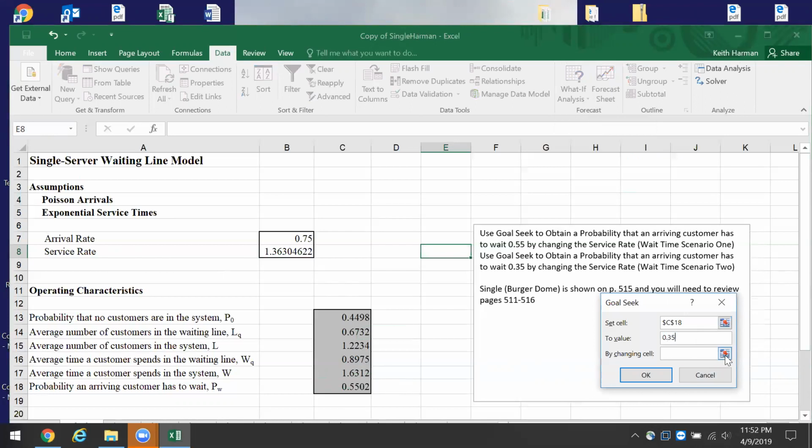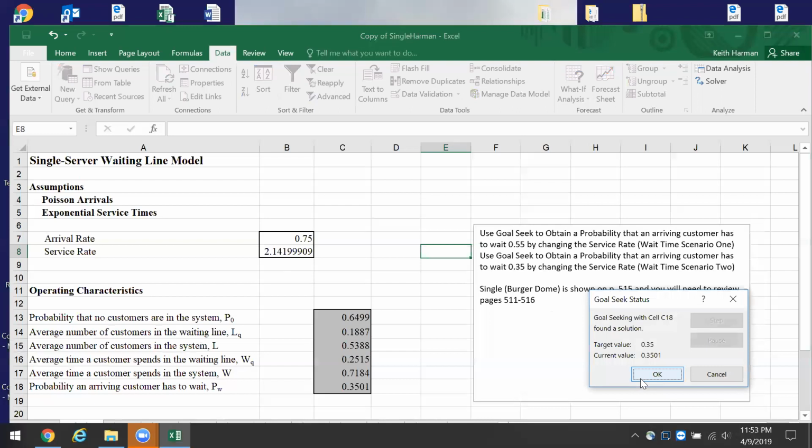And we're going to change the cell. We're going to change the service rate time. Now let's see what we get. And we should see that service rate goes up as the probability of waiting goes down. And for sure, there's a solution. And we have to double our service rate to lower that probability.